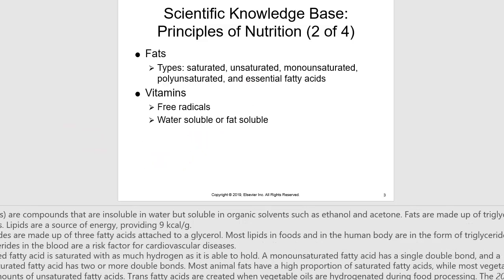Fats. So fats are also known as lipids, and there are different types of fats. Fats provide 9 calories per gram, so they are more densely caloried. When we talk about different types of fats, the biggest thing to remember is that saturated fat is usually an animal fat, and an unsaturated fat is more liquid at room temperature. So right now the standard is that we limit saturated fats in the diet.